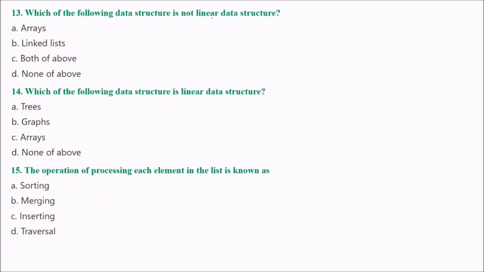Next is which of the following data structure is not a linear data structure? The answer is C. Array and linked list, they both are linear data structures. Non-linear means graph and tree. Okay, so the answer will be none of the above.